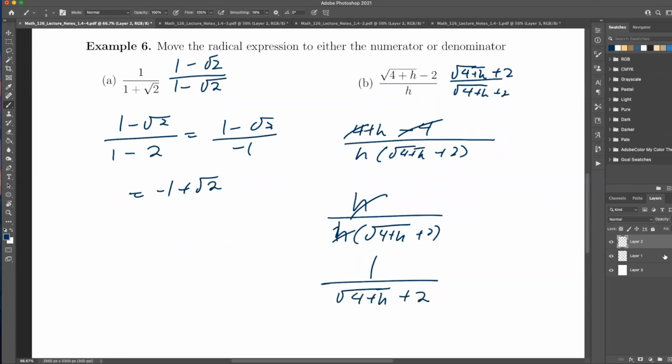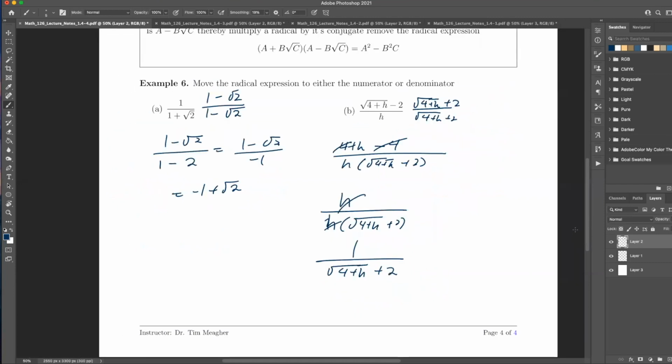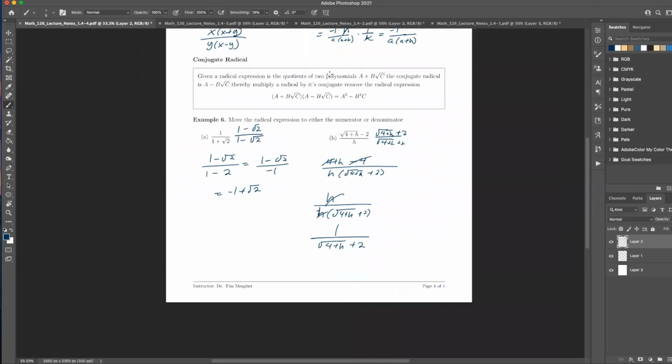Okay. So when you're taking the conjugate, if one term's a square root and one term's not a square root, just whatever sign is in between them, switch it. Okay.